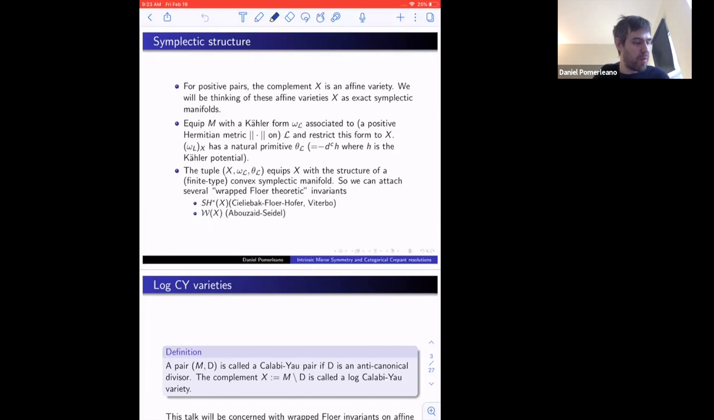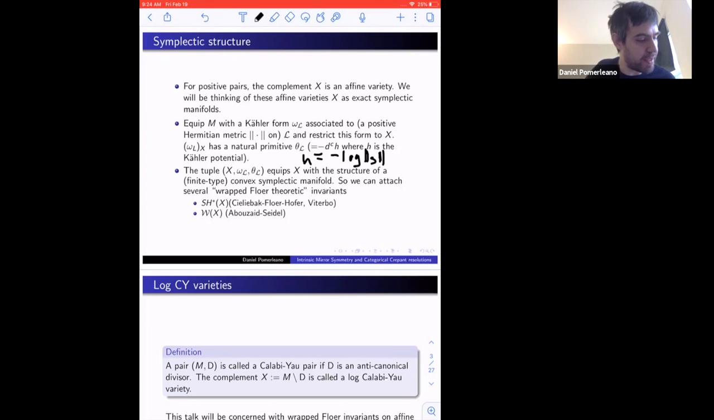The way I want to do that is to equip M with a Kähler form associated to some positive Hermitian metric on L that exists because L is ample, and restrict this form to X. When restricted to X, this Kähler form is exact, and it has a natural primitive, which is given by H, which is actually minus the log of the norm of S. Here S is the section which vanishes to order kappa i along each component of D. So this is some exhaustive function. It's infinite along the divisor, but it makes sense everywhere in X.